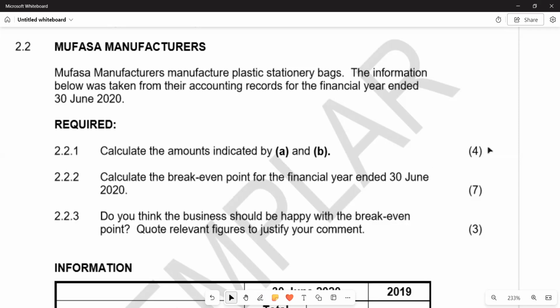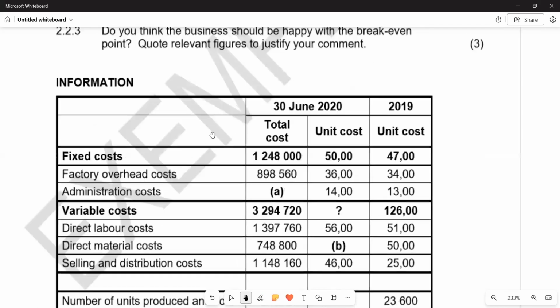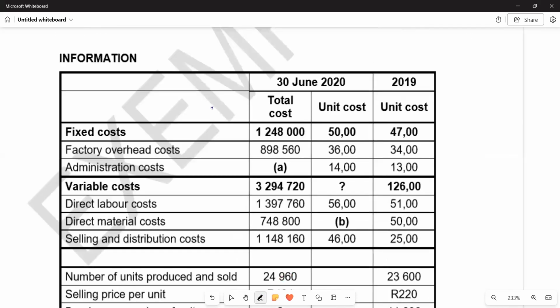I'm going to start with the first question, which is the calculation of the missing figures, A and B. We can go to the table to find out what we have in terms of those missing figures. We start with A. A is the administration cost, and we have administration costs and factory overhead costs as part of fixed costs, and the total for fixed costs is given as 1,248,000. So basically, A plus 898,560 is equal to 1,248,000.